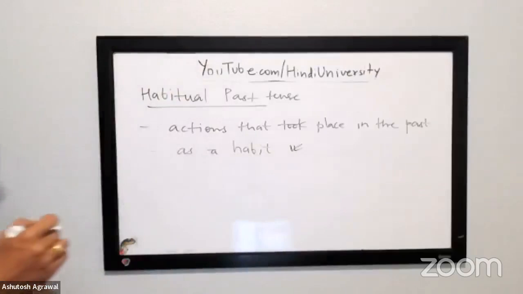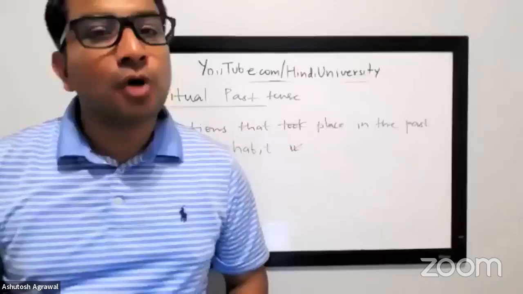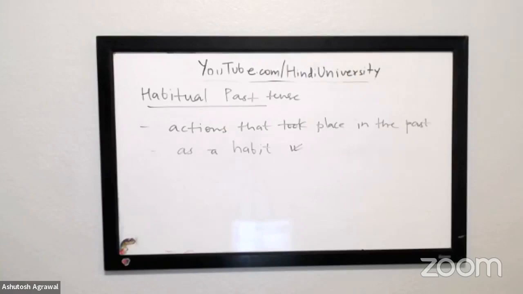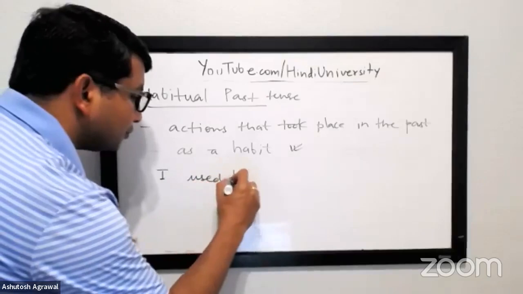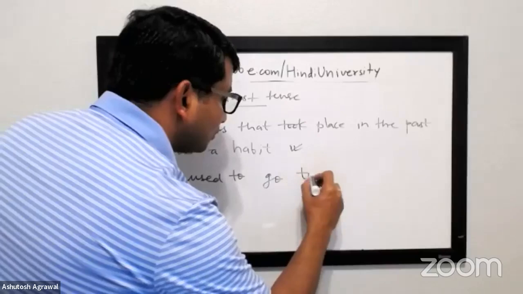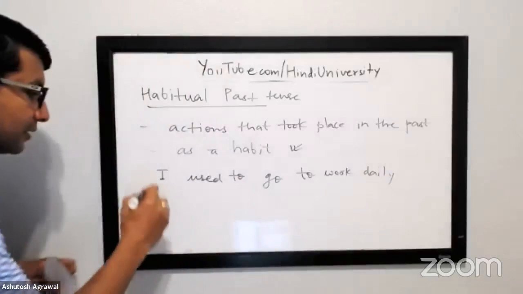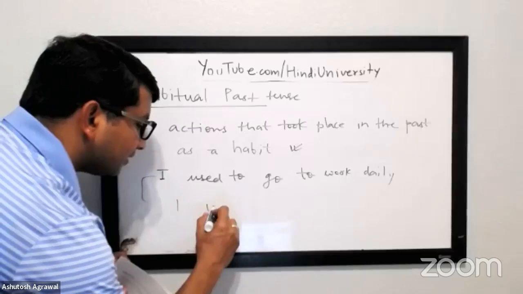For example, going to school in a particular manner, talking about hobbies, performing them on a routine basis at a particular cadence. Those are all examples of the habitual past tense. What are some more examples? You can say, I used to go to work daily. If you notice, it's different than doing the work once, which is, I went to work.